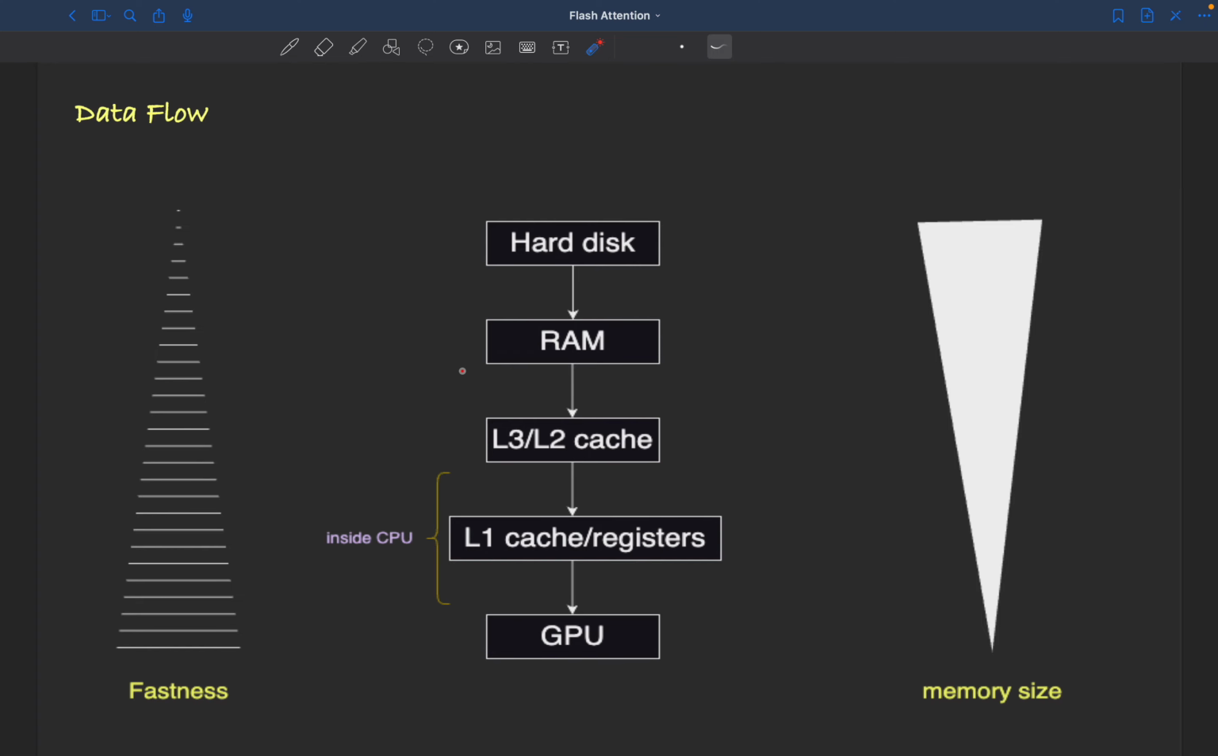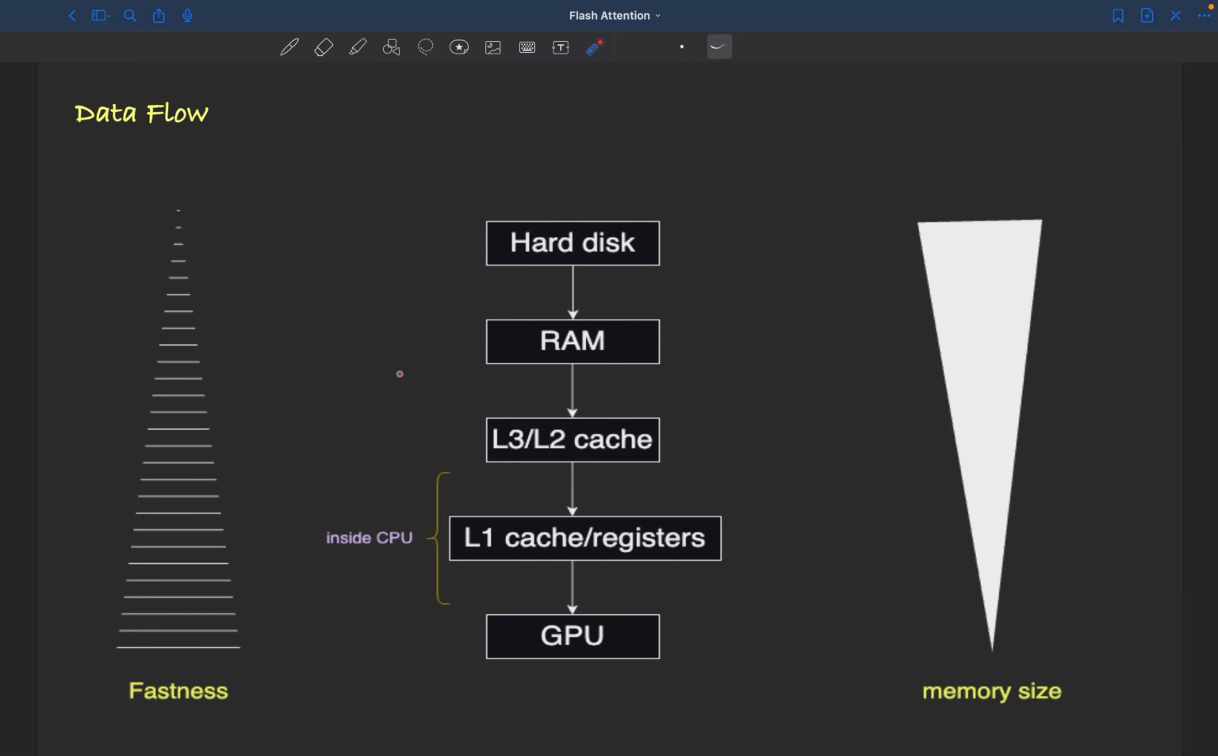So the latency between these is very high. Similarly, when you consider memory size, usually the hard disk has the highest size, then the RAM, and then the least is the L1 cache and the registers. Typically these will be in KBs, L3 or L2 cache will be in MBs, and RAM will be in GBs. Nowadays it's also going to TBs because of LLMs like ChatGPT and GPT-4 and other things. So this is with respect to data flow.